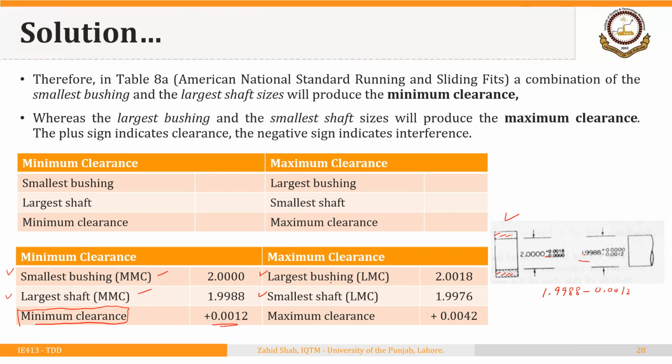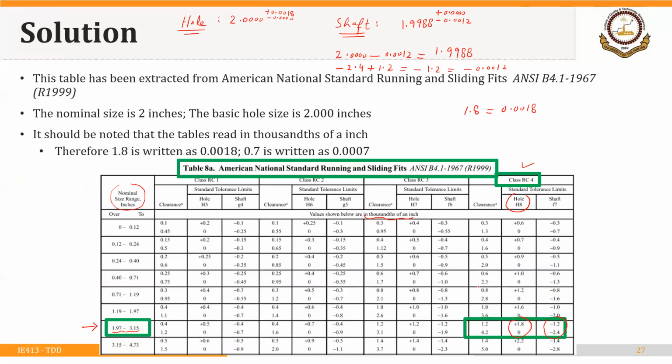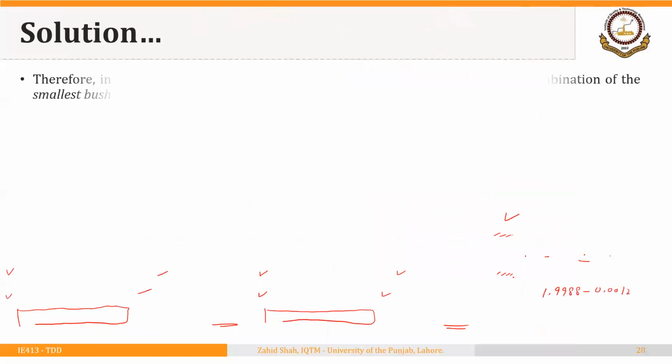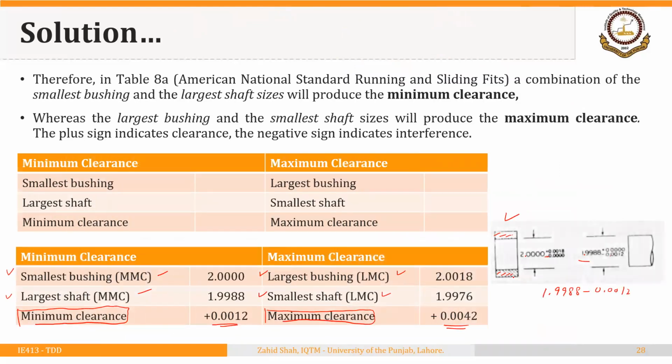And the difference of the largest hole and the smallest shaft will give us the maximum clearance, and that will be equal to 0.0042, and we can verify this from the table. You can see here under the column of clearance that the minimum clearance that we should get is 1.2, that is 1.2 divided by 1000, so that will be 0.0012, and the maximum clearance should be 4.2 divided by 1000, so that will be 0.0042.